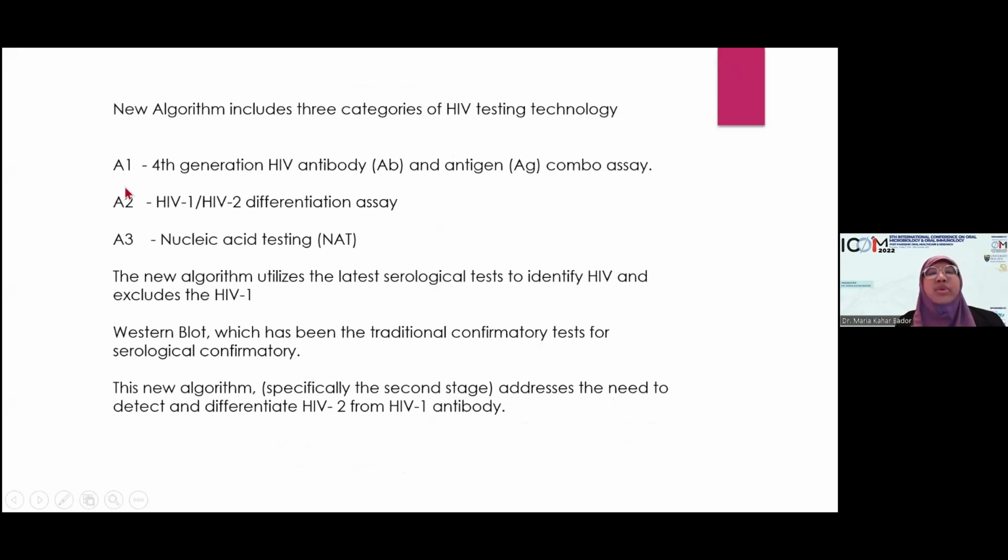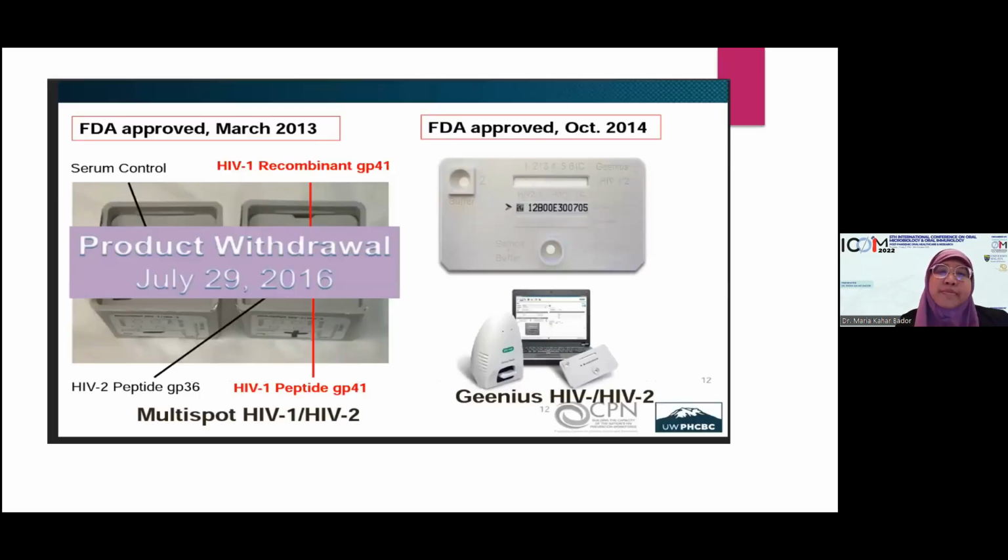So the new algorithm includes 3 tests, which we label A1, A2, A3. And it doesn't use Western blot anymore because of the issues that we had, and it addresses the need to detect and differentiate HIV-2 from HIV-1.